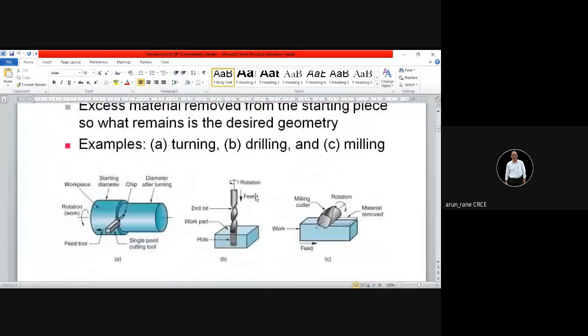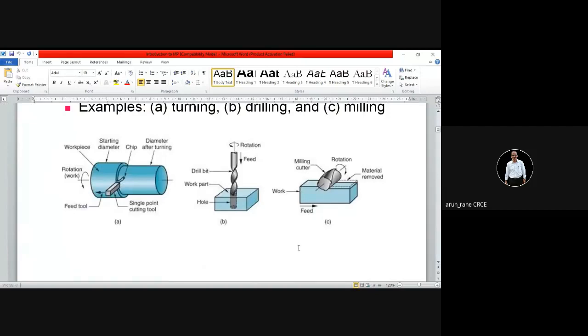Then material removal processes: turning, drilling, milling. These are called chip removal processes.